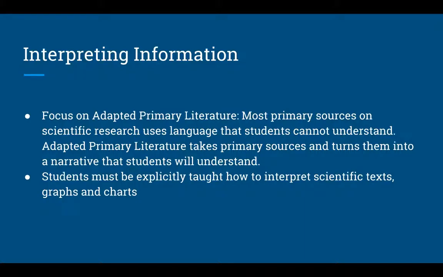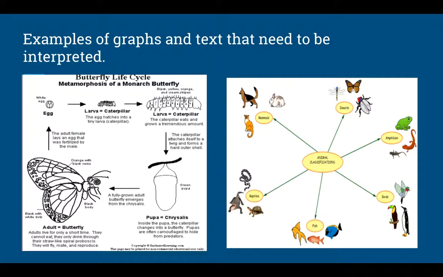It is also important for students to be explicitly taught how to interpret the scientific texts and how to interpret the graphs and charts they are seeing. Some examples of the graphs and charts are the butterfly cycle and the animal classifications.